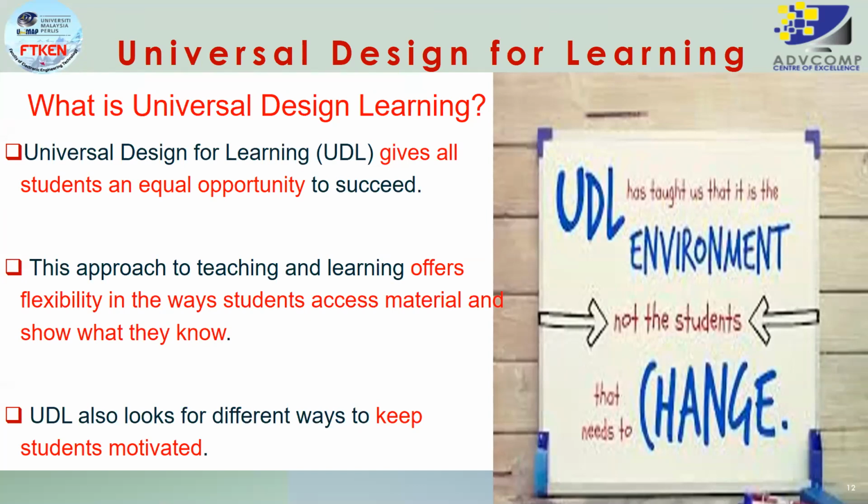Universal design for learning is an approach to teaching and learning that gives all students equal opportunity to succeed. The objective of universal design for learning, or UDL, is to use many types of teaching methods to remove any barriers to learning. It also offers flexibility in the way students access material and show what they know. With that, this approach keeps students motivated in learning.